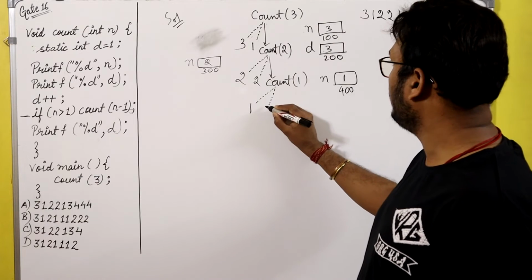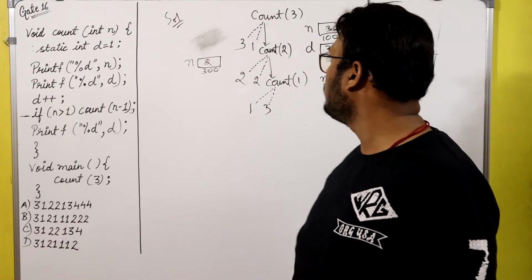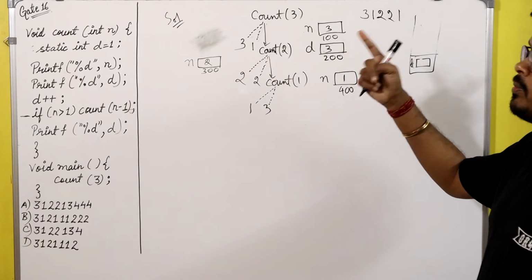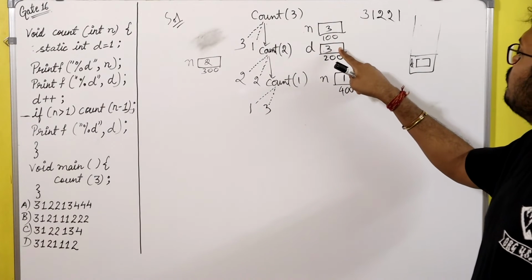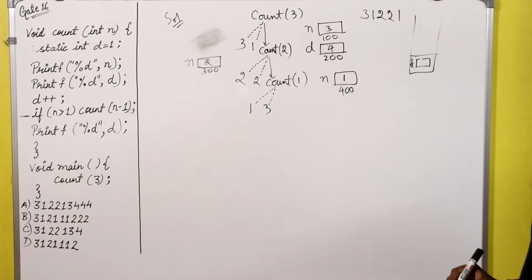And again after that you see d++. It means the value of d is incremented by 1. So the value of d will become 4. 3 plus 1 is 4. Let's write 4 here. Fine?